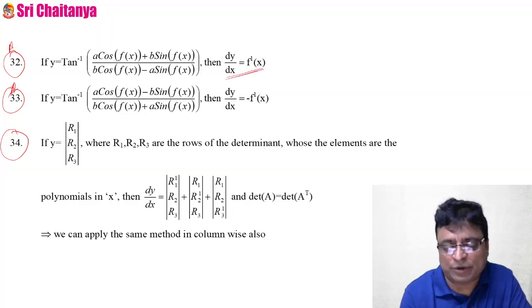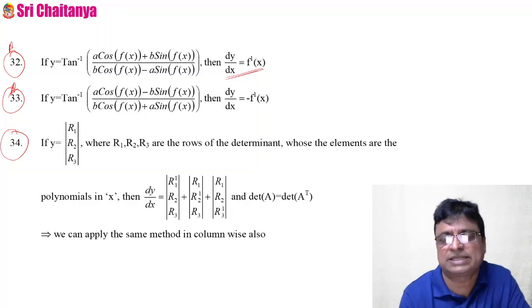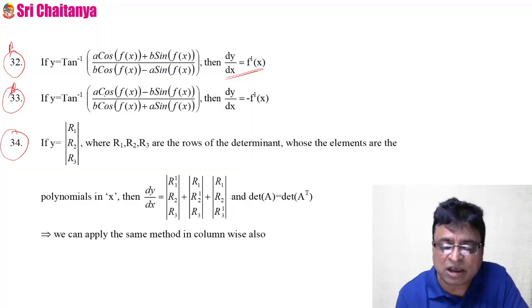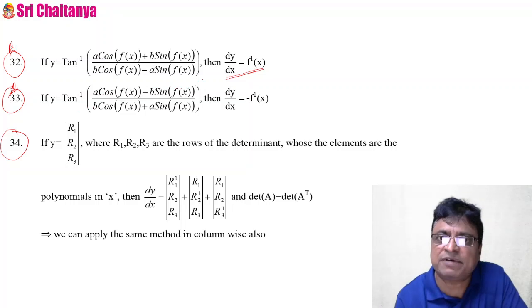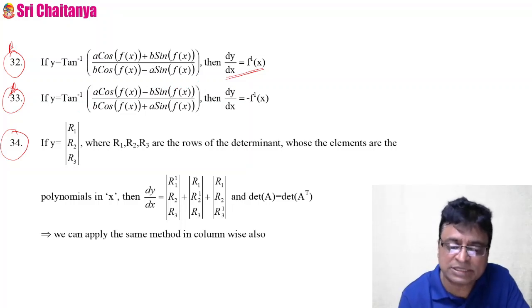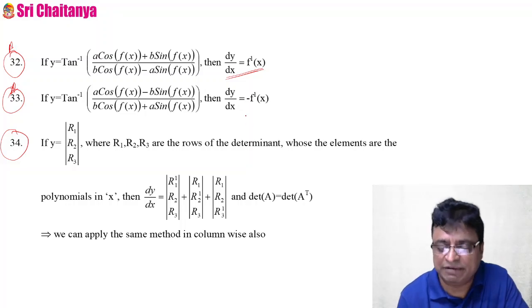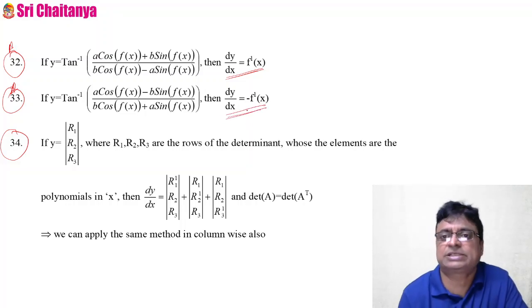Try to understand the coefficients between numerator and denominator, for cos and sin. In the numerator, a and b are for cos and sin respectively. Similarly, b and a are for cos and sin in the denominator. Formula 33 is the opposite version. y = tan inverse of (a cos f(x) − b sin f(x)) by (b cos f(x) + a sin f(x)). Then dy/dx = −f'(x).